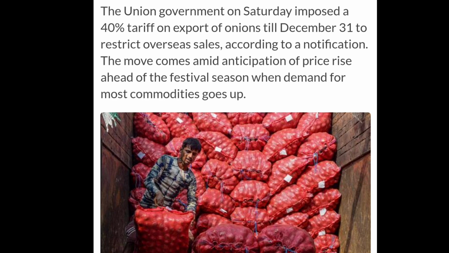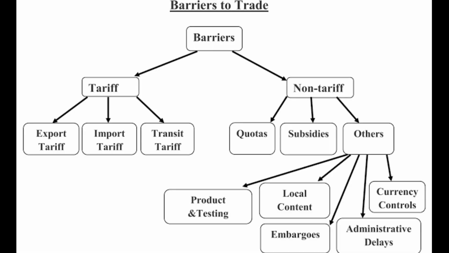For example, India imposed a 40% export duty on onions in May 2024 to discourage the export and to make onions available in the Indian market at affordable prices, as the onion prices in India were skyrocketing. We have seen what a tariff is and why it is imposed on imports and exports. Let us discuss tariff barriers.